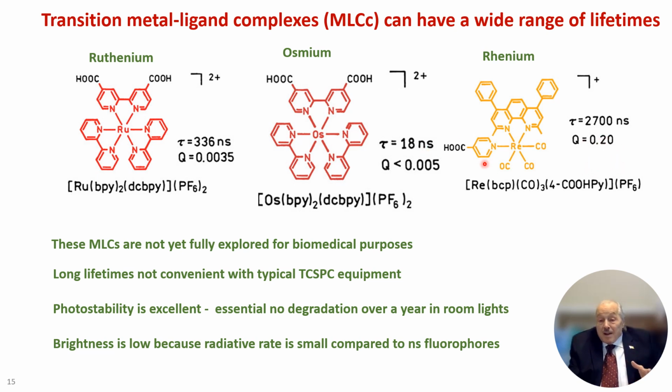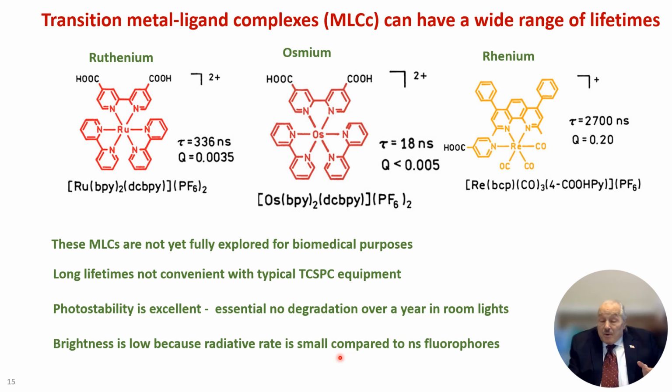So there's a wide range of lifetimes, and these have very different emission spectra. This would be the most blue one, this would be a little redder, and this would be even more red. They're really not fully explored yet for biomedical purposes, but they sort of require a different type of equipment because the lifetimes are not convenient for time-correlated single photon counting because you'd have to wait many lifetimes between the pulses.